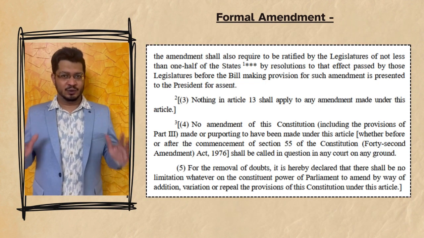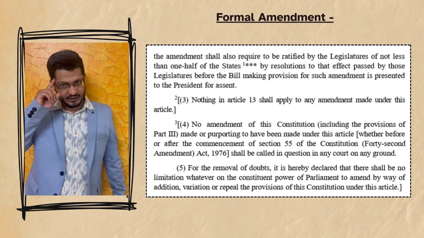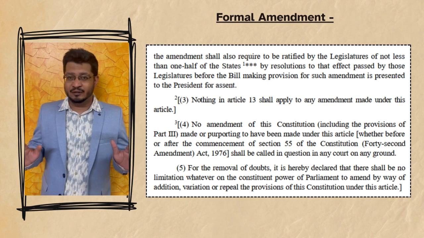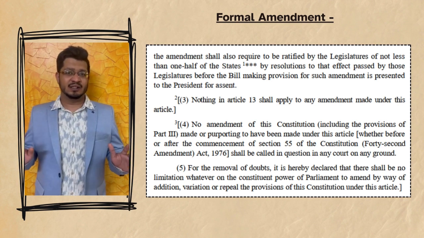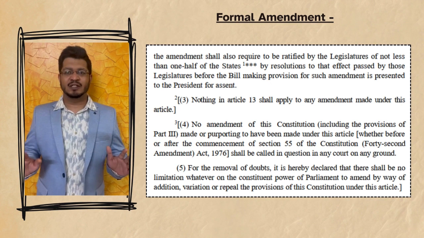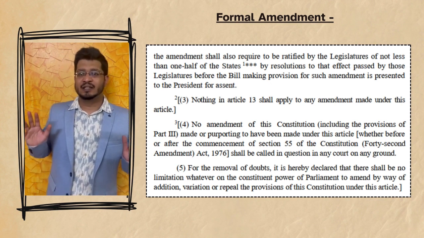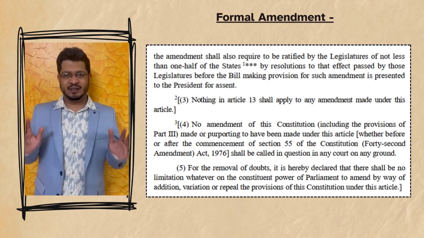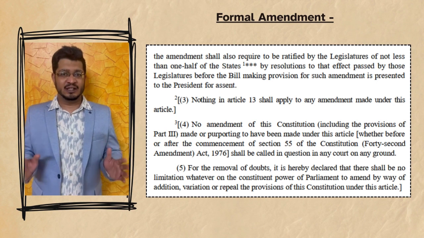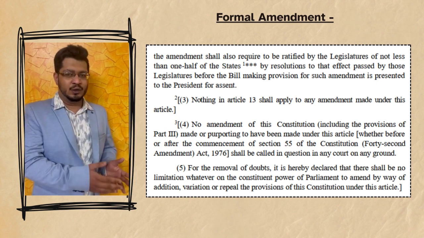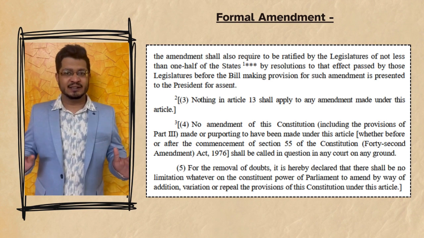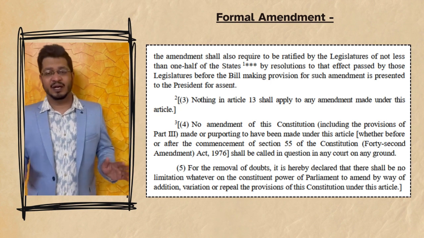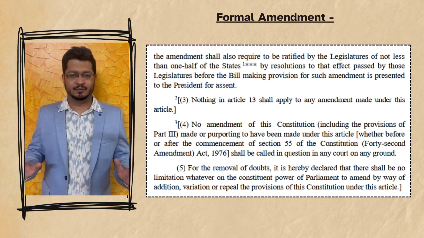If you are a good student and if you have good powers of observation, you must have observed that Article 368 as it was enacted in 1949 did not contain subclauses number 3, 4 and 5. Subclauses number 3, 4 and 5 of Article 368 have been added subsequently, and in the next subtopic we shall be covering the journey from 1949 to 2024 and all the changes which have been made to Article 368 and the interpretation given by the Supreme Court to all of these changes.